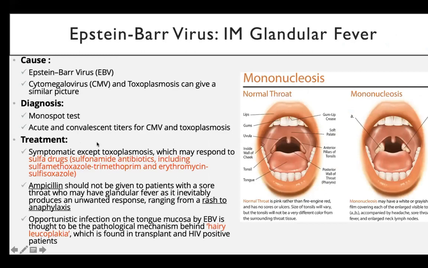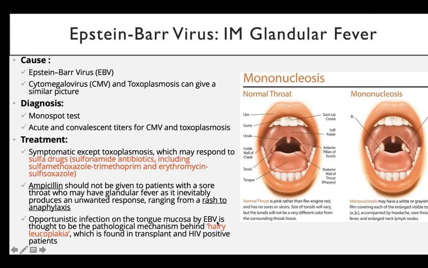And we said toxoplasmosis can respond to sulfa drugs, sulfamethoxazole. And then ampicillin should not be given because it can cause a reactionary rash to anaphylaxis.